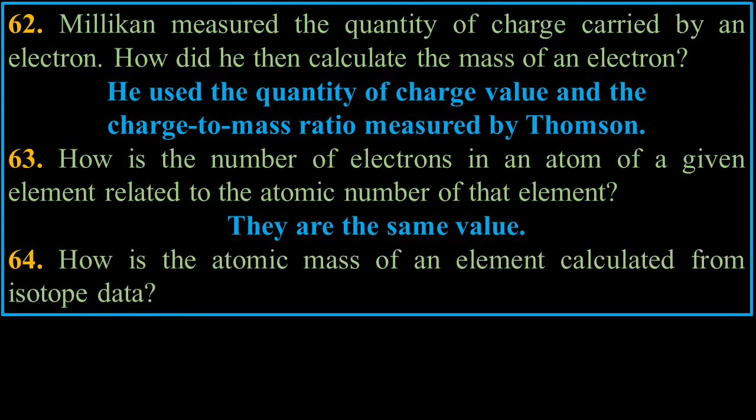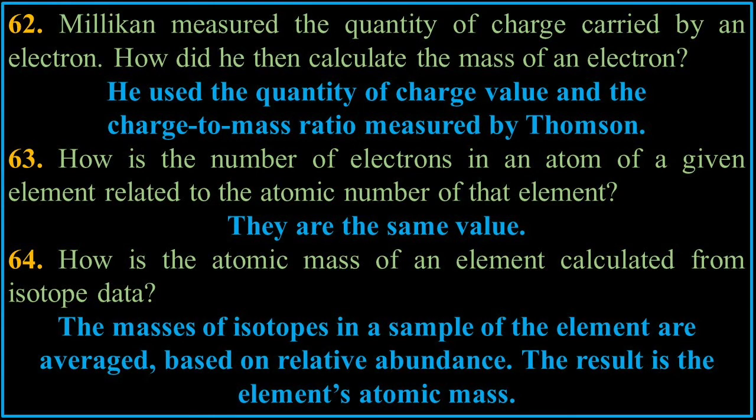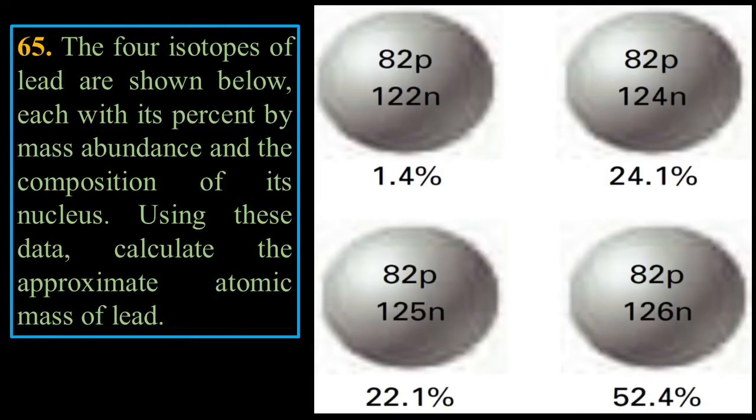How is the atomic mass of an element calculated from isotope data? The masses of isotopes in a sample of the element are averaged based on relative abundance. The result is the element's atomic mass.